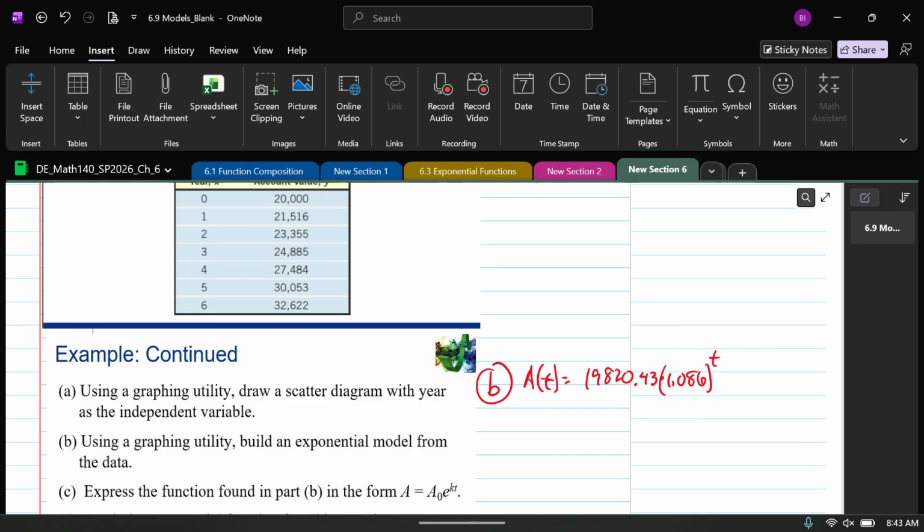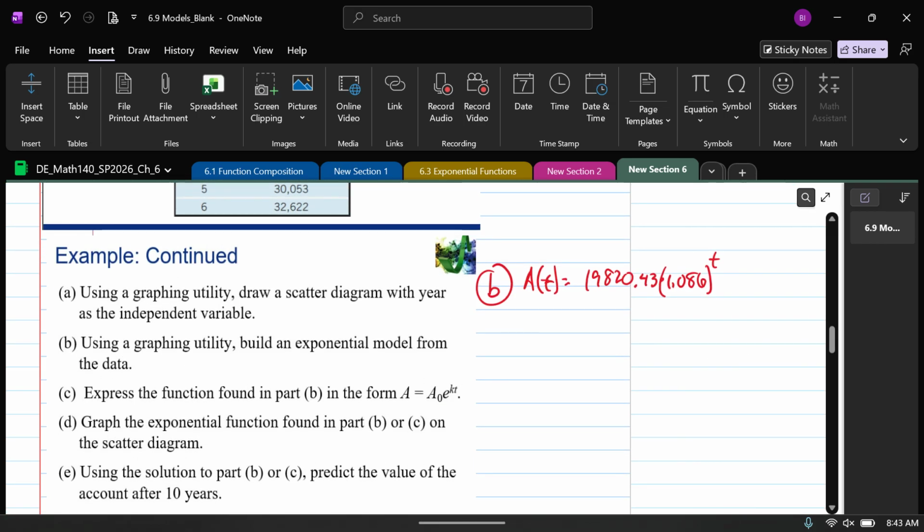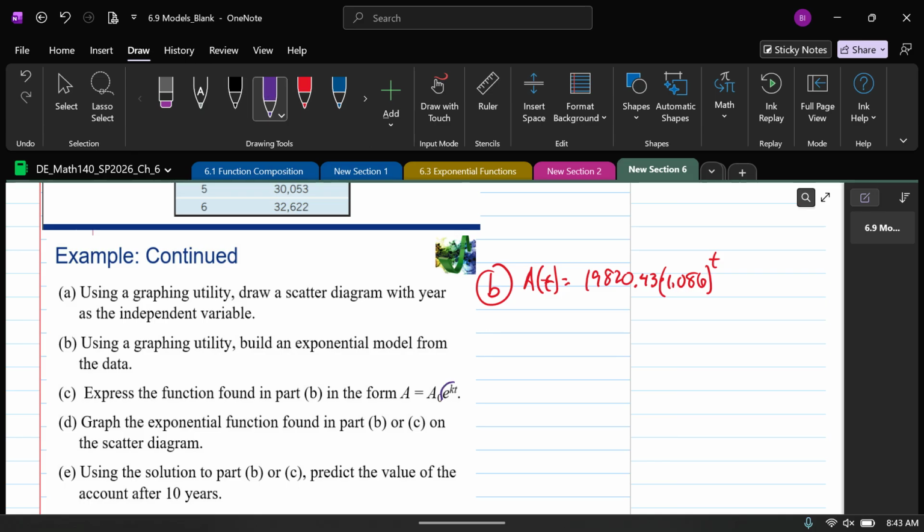On C part, they asked us to express that as A sub 0 times e to the kt. So I've got to work this out a little bit to figure out what this e to the kt part is. Okay. So what I'm going to do is set e to the k equals 1.086. The t is the variable no matter what. I want to turn this into an e to a power, so I'm going to set it equal to e to the k. That's what I've got to do to change this into the form they want.